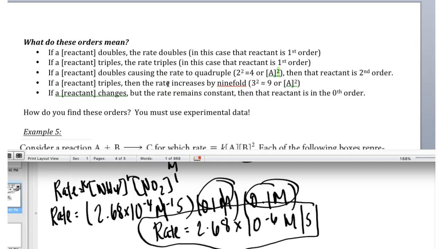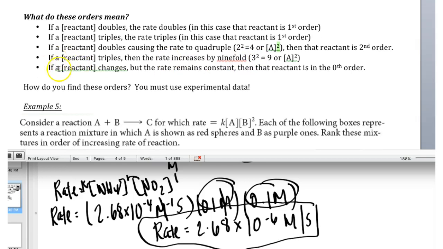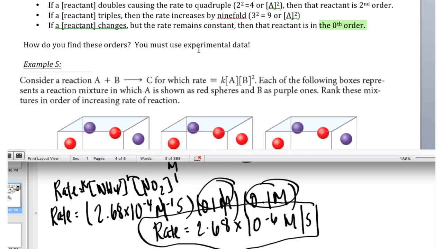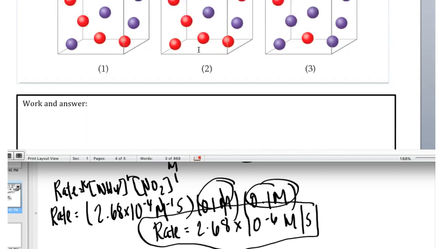I know that's a little confusing, but it'll make sense a little bit later. Let's say if you increase the reactant, let's say you double it, but the rate remains constant, then we call that a zero order. So that's called a 0th order. So this you might want to have on the side when you guys are trying to determine what little m and little n is.